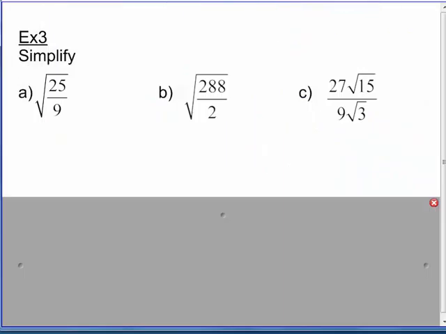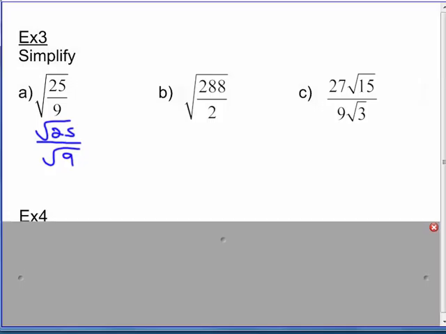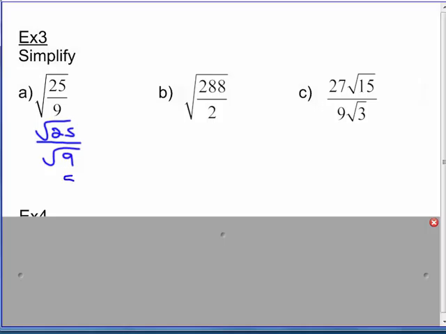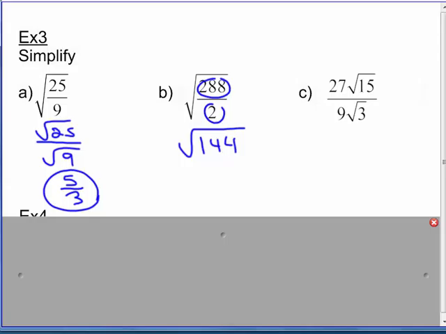So in example 3, now we have some quotients here. Some people will simplify, other people will break it up. In this case, I think it's good to take the square root of the top and the square root of the bottom. Square root of 25 is 5, square root of 9 is 3. Other times, like in B, it may be beneficial to simplify what's inside. 288 divided by 2, that's 144. What's the square root of 144? That's 12.